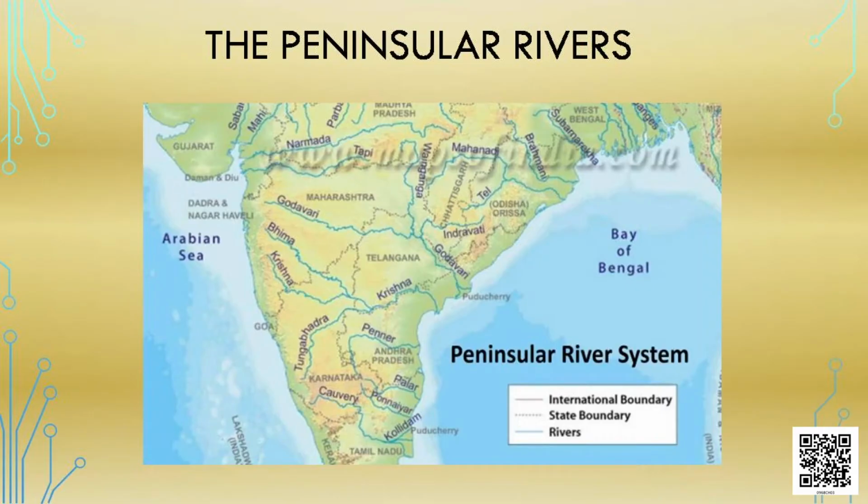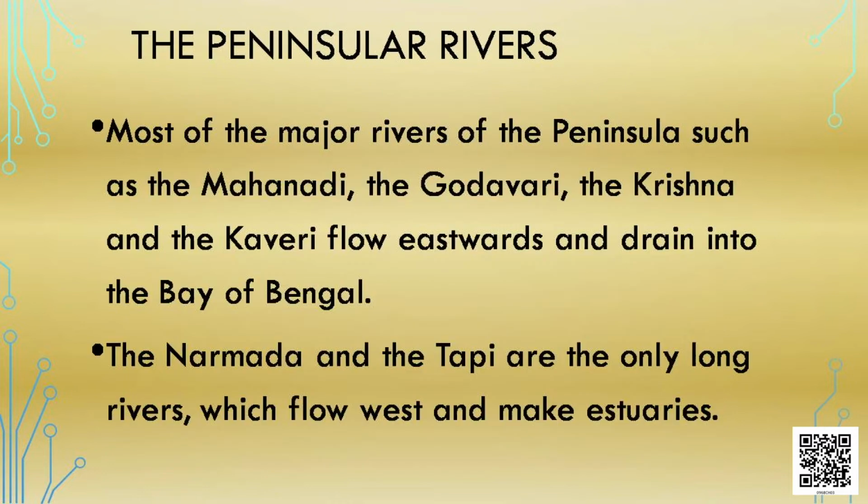Coming to the next one, the peninsular river. These peninsular rivers have their origin from the central highlands of our country called India. The major rivers, those who flow through this peninsular plateau, are known as the peninsular river. They are Narmada and Tapi. They flow to the west, that is towards the Arabian Sea. Whereas Mahanadi, river Godavari, river Krishna, river Kaveri, they flow towards east and they have their mouth at Bay of Bengal.